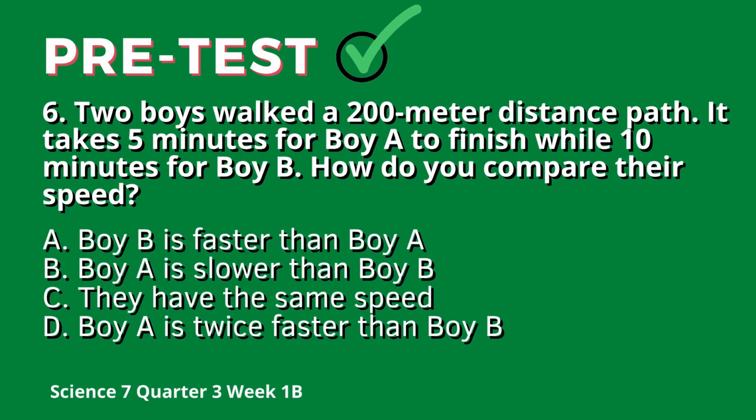6. Two boys walk a 200-meter distance path. It takes 5 minutes for boy A to finish while 10 minutes for boy B. How do you compare their speed? A. Boy B is faster than boy A. B. Boy A is slower than boy B. C. They have the same speed. D. Boy A is twice faster than boy B.